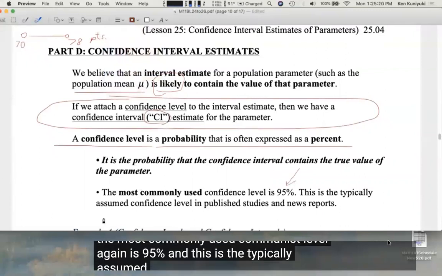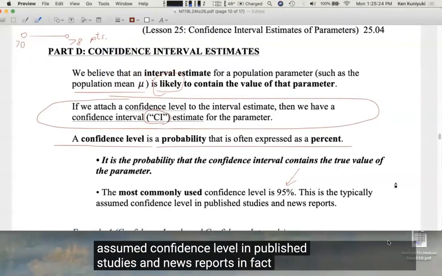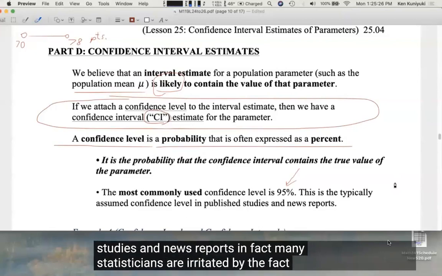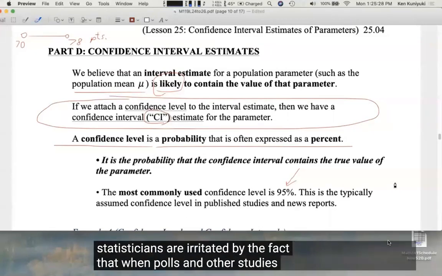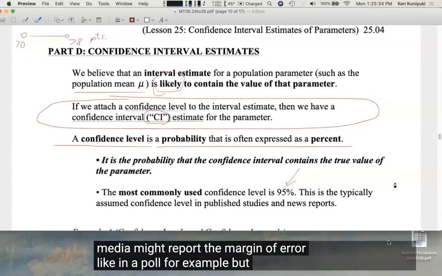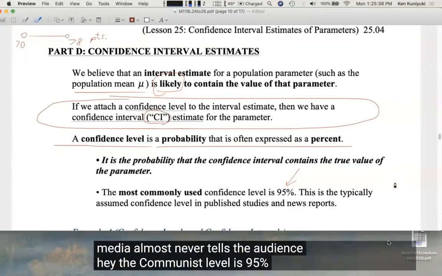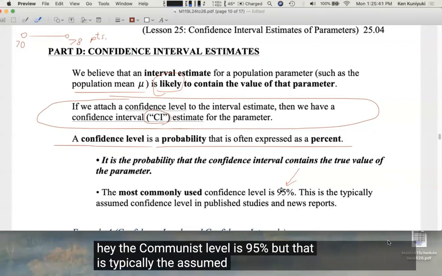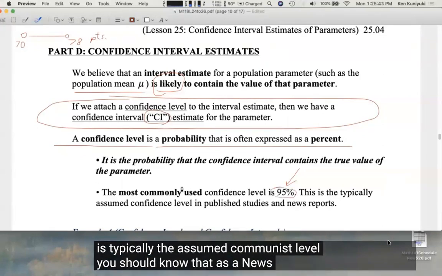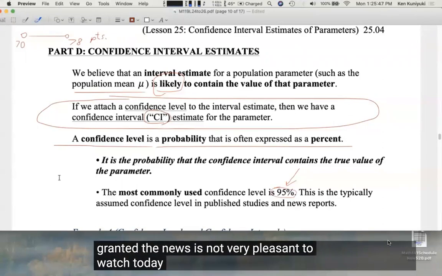And this is the typically assumed confidence level in published studies and news reports. In fact, many statisticians are irritated by the fact that when polls and other studies are reported by the news media, they might report the margin of error, like in a poll, for example, but the news media almost never tells the audience, hey, the confidence level is 95%. That's typically the assumed confidence level. You should know that as a news viewer. Granted, the news is not very pleasant to watch today.